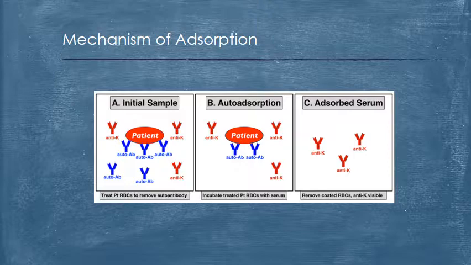The mechanism of absorption is very simple. If you have an autoantibody in the serum, you incubate it with the patient's own cells. It binds to the patient's own cells. You spin then the specimen, remove the cells, and pour off the serum. It should contain, in the end, just the antibodies that are not specific, that are not reactive. And so that serum can then be tested against your panel cells for specificity.